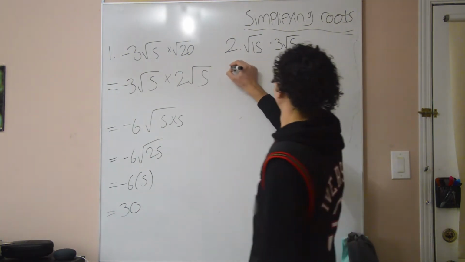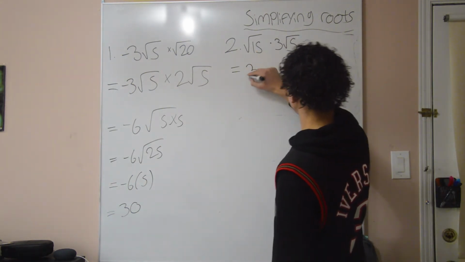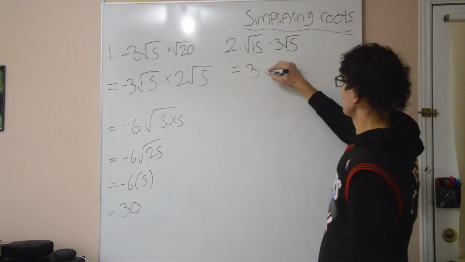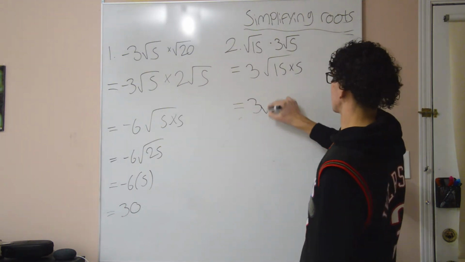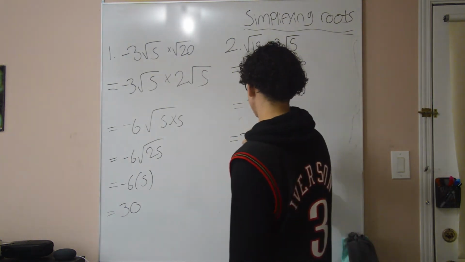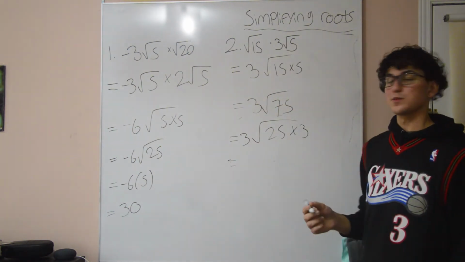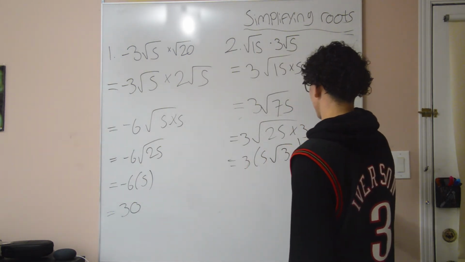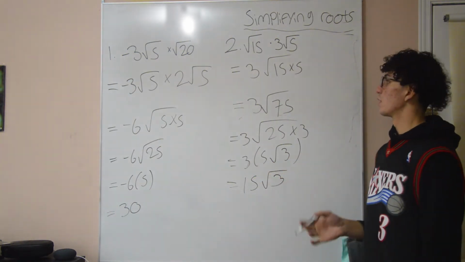On to the next. We have root 15 times 3 root 5. Now here, there's nothing in front of this except like an imaginary 1. So 3 times 1 is 3. And then on the inside, it becomes 15 times 5. So we get 3 root 75. Now from here, again, we can simplify. 75 is 25 times 3. And 25 is a perfect square, so it becomes 3 times 5 root 3. And just like that, we get our answer, 15 square root of 3.